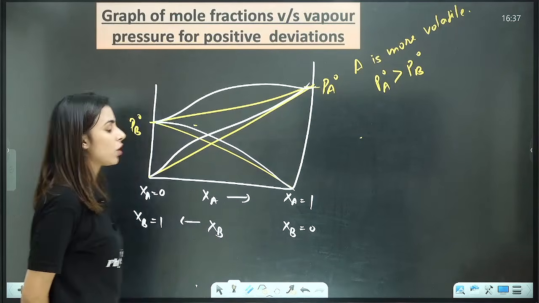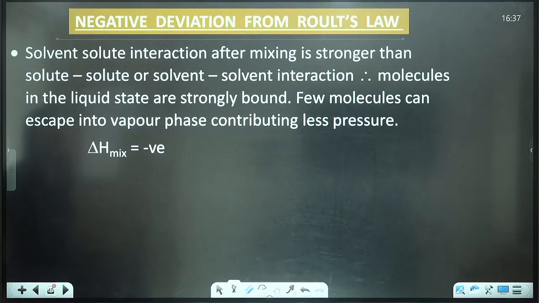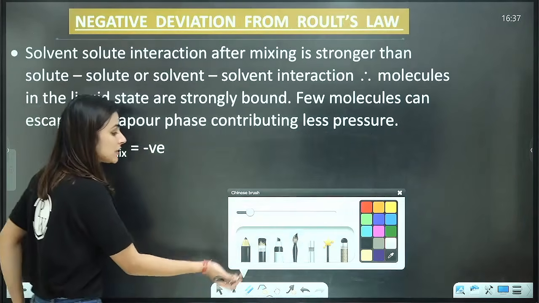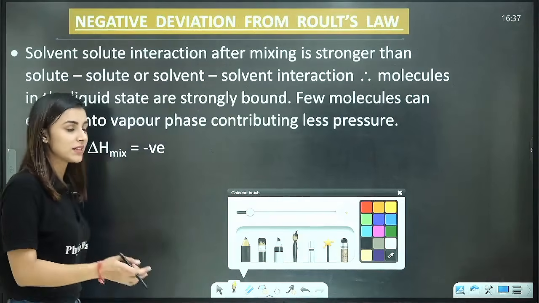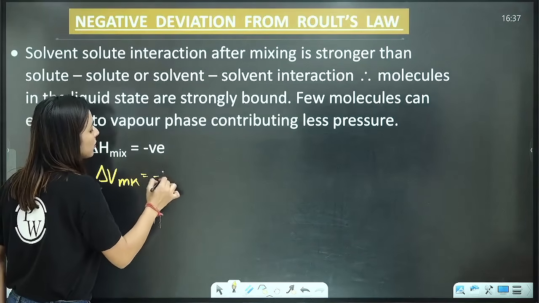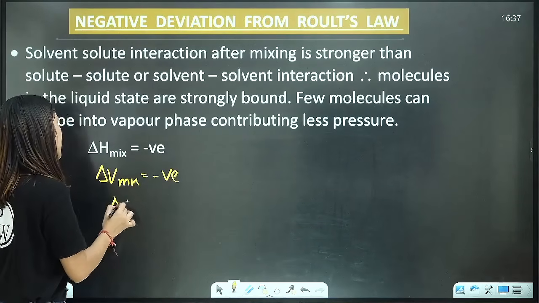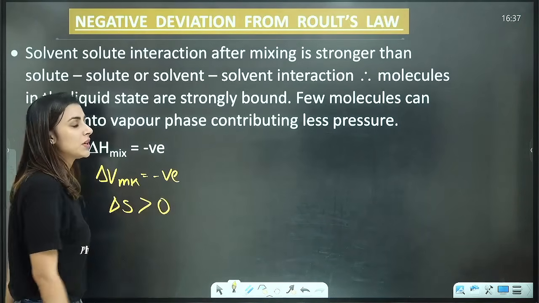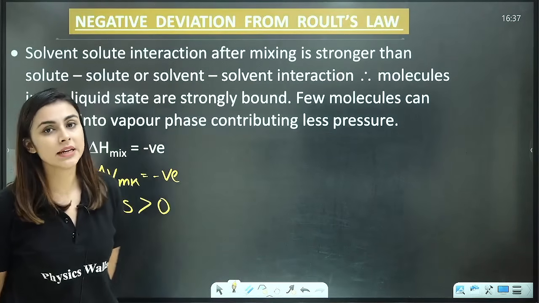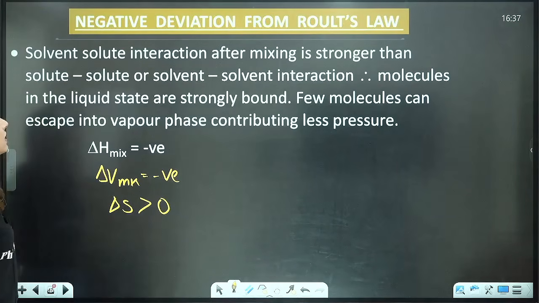Similarly, we can talk about the negative deviation as well. What will be there? Ma'am, delta H mixing would be negative. Yes, bache. Similarly, the same concept, you have to understand this. Now, if you talk about delta V mixing, my dear students, it will also be negative. But delta S, entropy, will always be a positive value because after mixing only you get the randomness, right? Yes, solvent-solute interactions after mixing is stronger than solute-solute or solvent-solvent interaction, right?